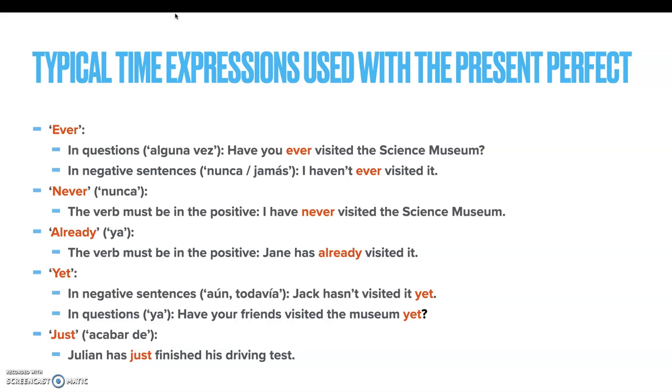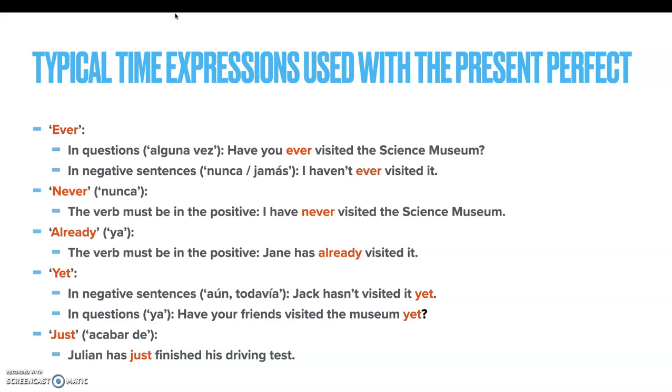Just. We translate just together with a verb as acabar de. For example, Julian has just finished his driving test. Julian acaba de terminar su examen de conducir. So, it is the verb in the present perfect with the particle just, what we translate as acabar de.